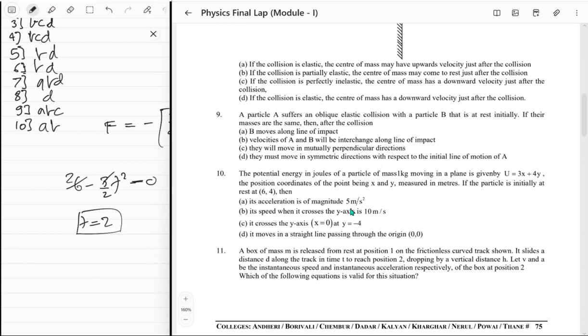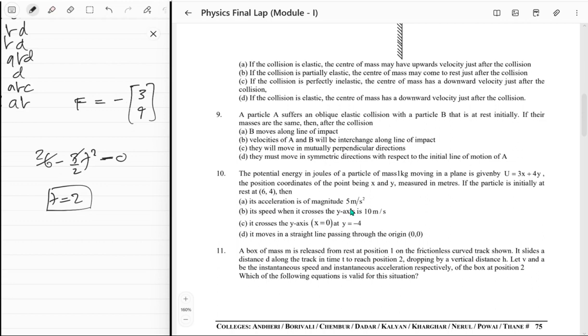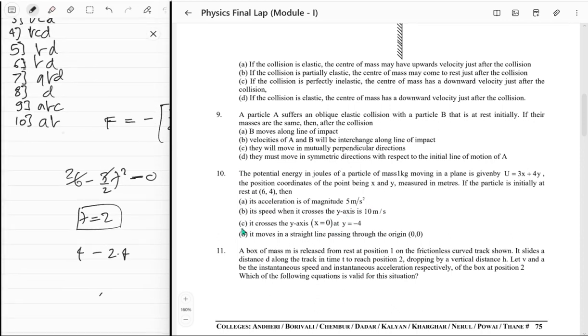It crosses the y-axis at, okay, x is equal to 0 at y is equal to -4, right? So what will the y coordinate become? 4 minus half t square is like 2 times of t, half a t square. So t square is 4, it's just going to be 2 times of 4, which is just -4. So y is equal to -4, right? The answer C is correct.